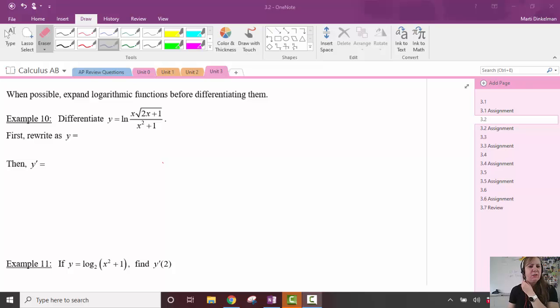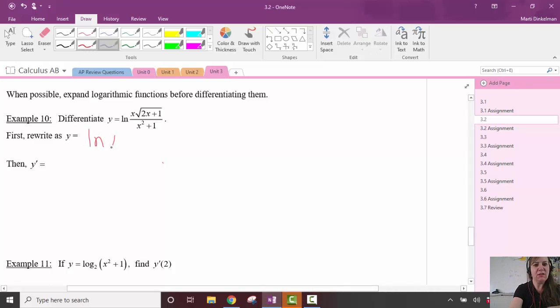Okay, so down to example 10. One of the things that we can do to make our life a little bit easier in finding the derivatives of natural logs is use their properties. Because if I try to do 1 over the stuff and then do the derivative of the stuff here, I'm going to have to do product rule, chain rule, quotient rule, etc. So let's rewrite this logarithm.